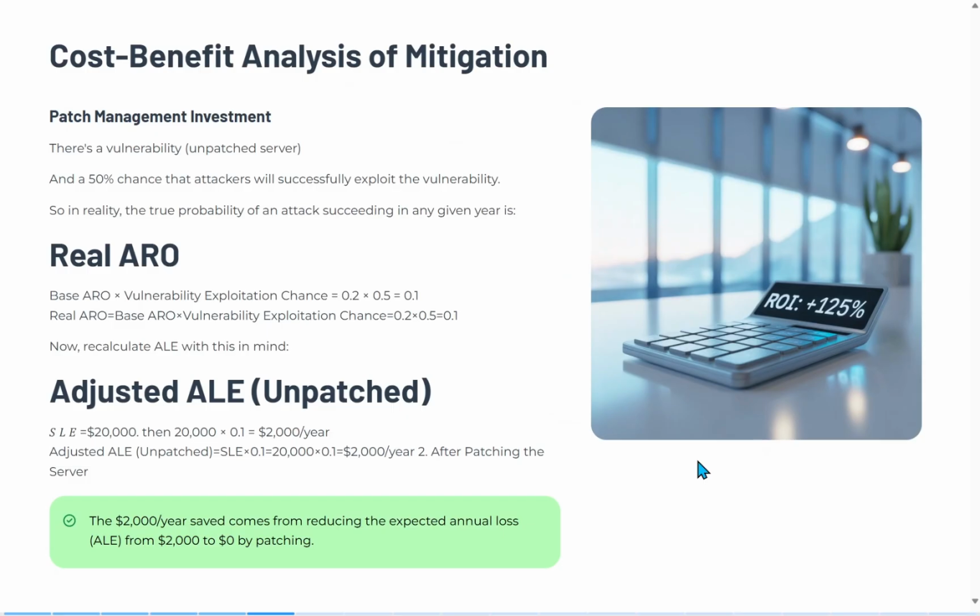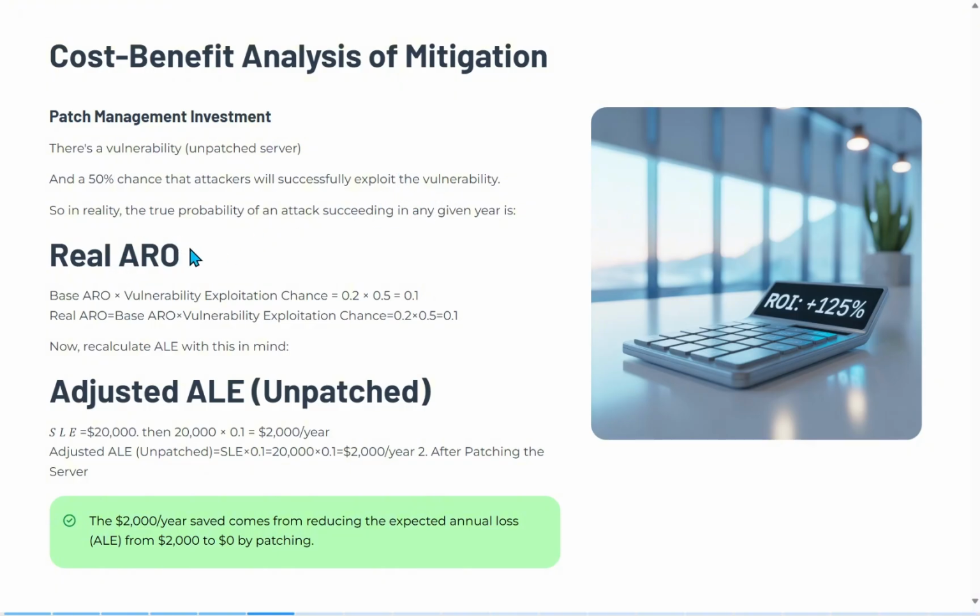So, the benefit of analysis of mitigation, the patch management investment. There is a vulnerability on an unpatched server and a 50% chance that attackers will successfully exploit the vulnerability. Note this: 50% chance that the attacker will successfully exploit the vulnerability.